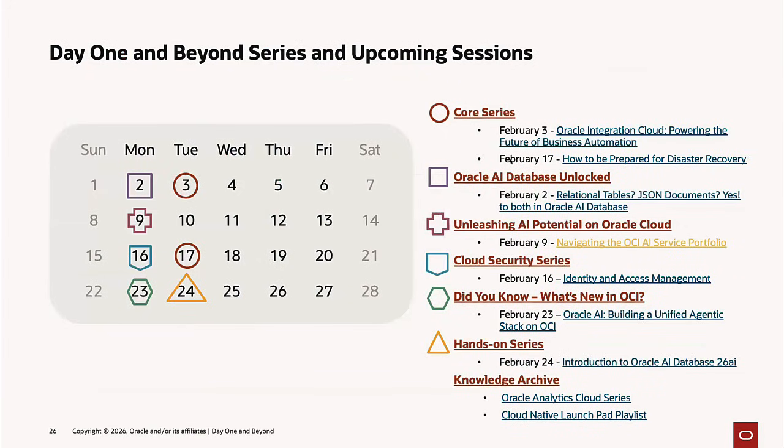Looking forward, this is for the month of February. We have many different series going on now. The core series, the AI database unlocked, which is diving in further to the database workloads. AI potential on Oracle Cloud, that's us here today. And we have security, and we have Did You Know, which covers what's newly released within OCI that you should be aware of. And there's hands-on to walk you through some labs and the knowledge archives, looking back at some other sessions.